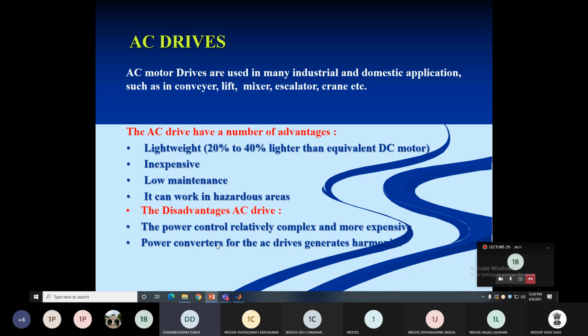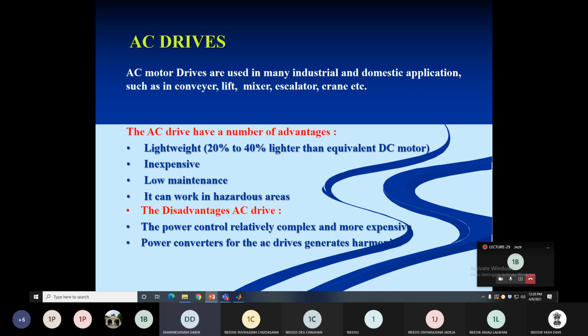Now, as you see, there are only these two disadvantages, but the advantages of the AC drive are more. So the advantages of the AC drive outweigh the disadvantages. So for most industrial applications, we generally prefer to use the AC drives.